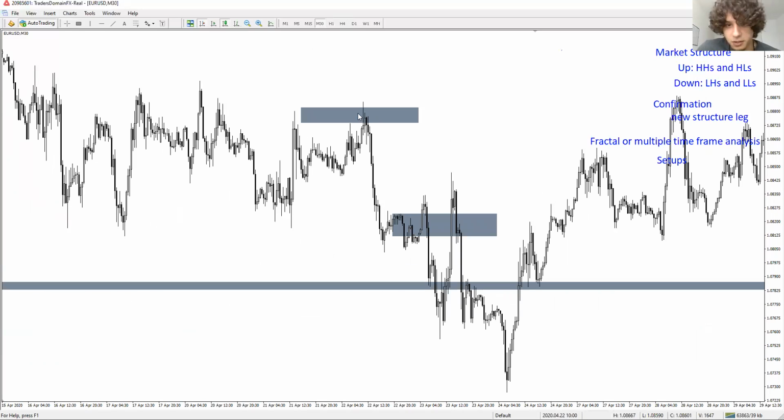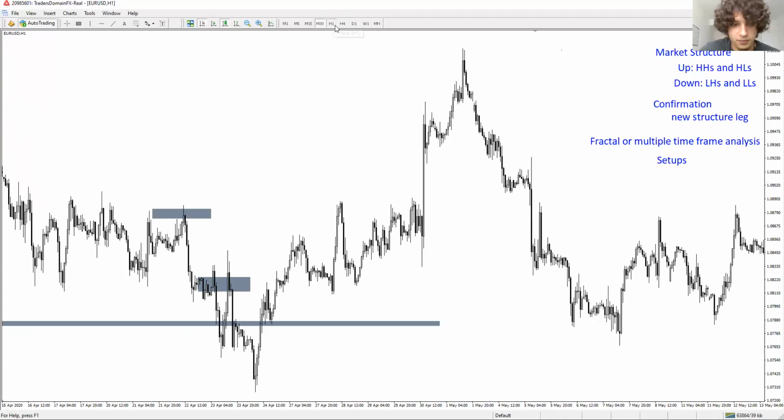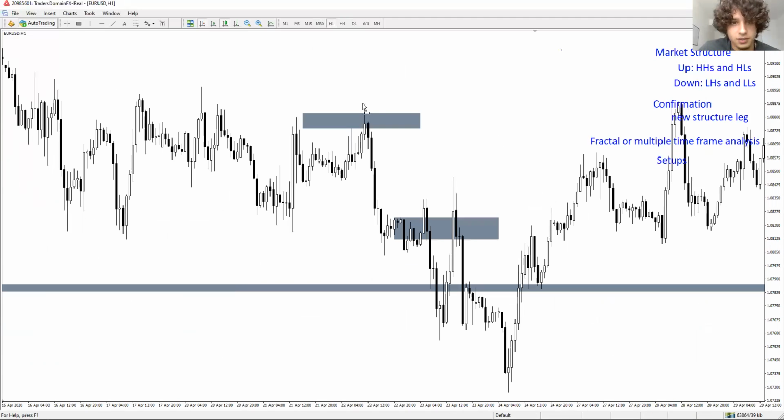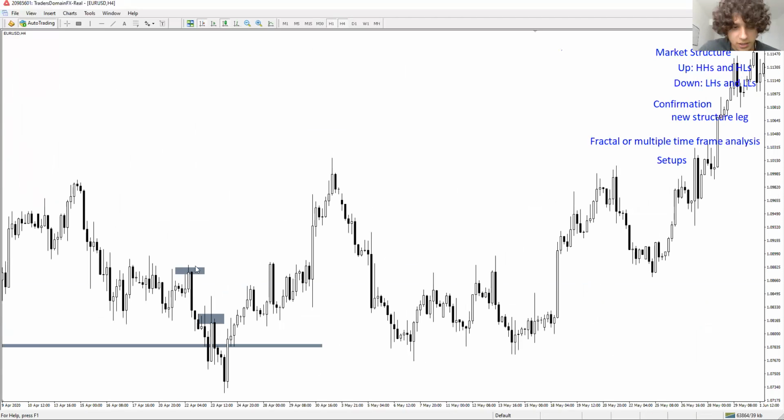So this is the first lower high on the 4 hour. Oh, that's a 30-minute, my bad. Okay. 1 hour. So going back to it, this is the 4 hour. We're going to look at this one first, this lower high, and see what happened.